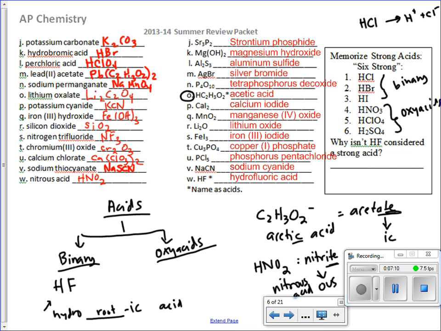Now, I asked you to consider why hydrofluoric isn't considered a strong acid, and you should recognize that because fluorine is the most electronegative element, it doesn't let go of hydrogen to a degree of 100% that we see in the other strong acids. And so because it doesn't dissociate completely, it's not a strong acid.